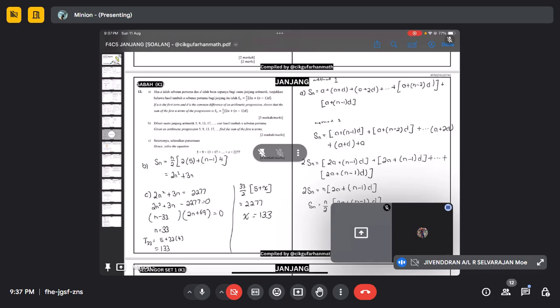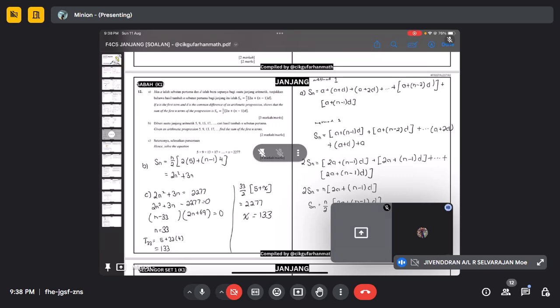Then we move the 2277 to the other side. Then this is a quadratic equation. You can factorize using a calculator, and then you'll get n equals to 33. The reason why we don't take the other n is because it's in negative form, so it will be ignored or rejected.